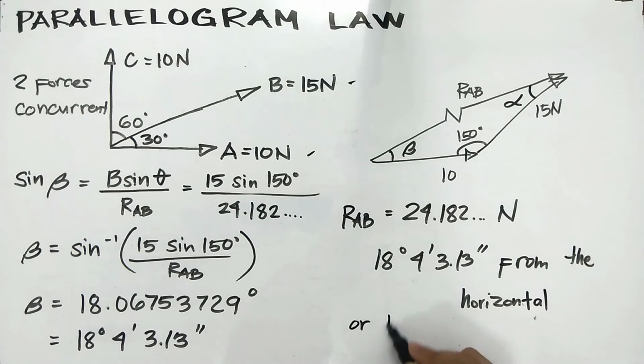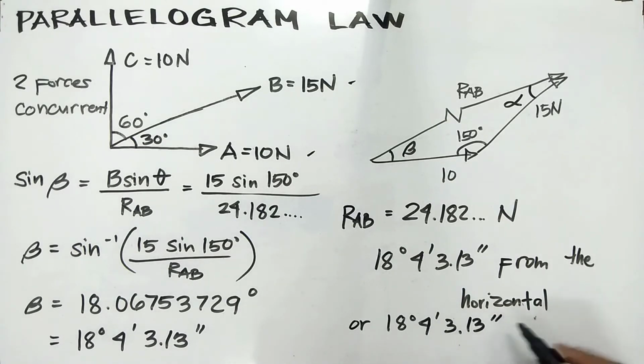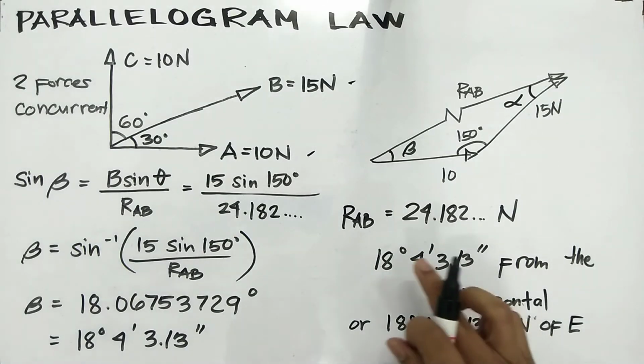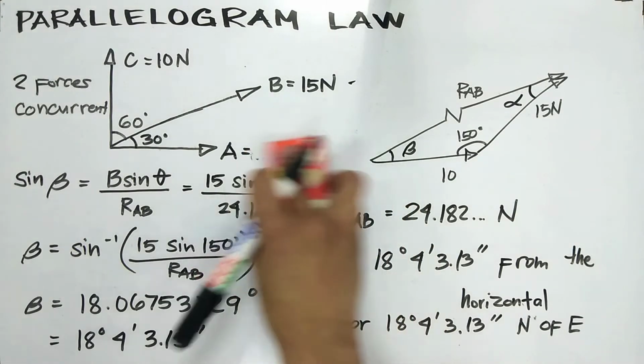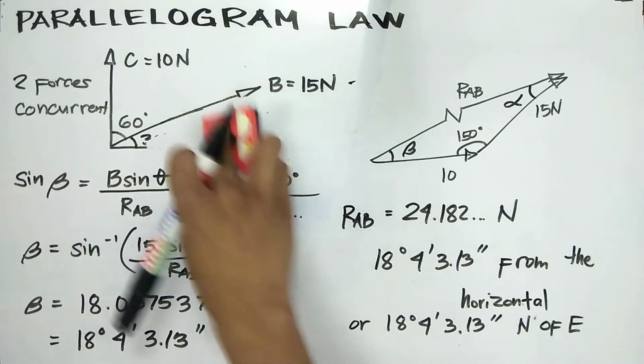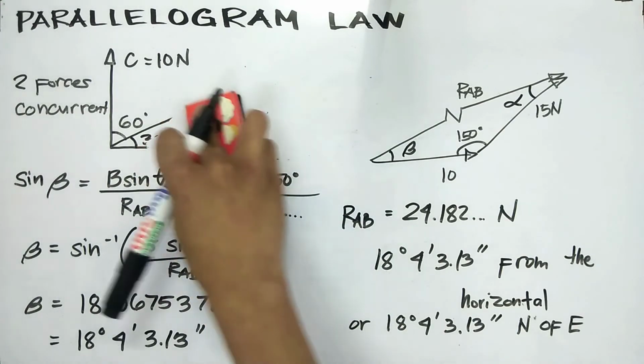Or 18 degrees 4 minutes 3.13 seconds north of east. So that is the resultant of forces A and B. We can now change these forces A and B into its resultant.